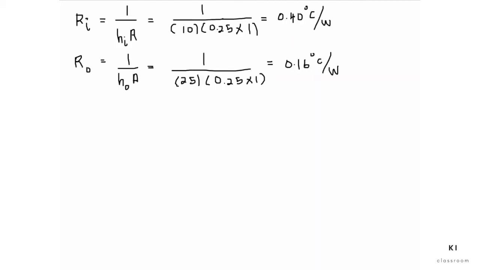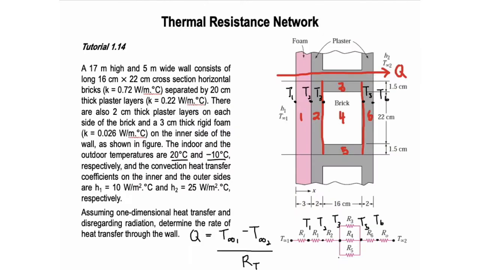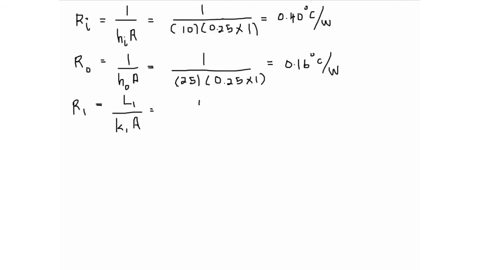So we're going to start with R1. So R1, L over KA, right? So L1 over K1 A. So the length for foam, okay, because this one is foam, the length is 3 centimeter. So it means 0.03.